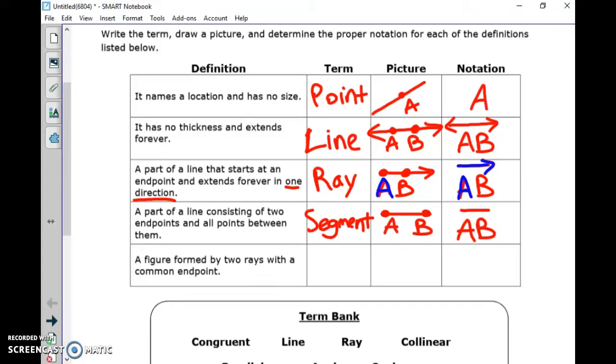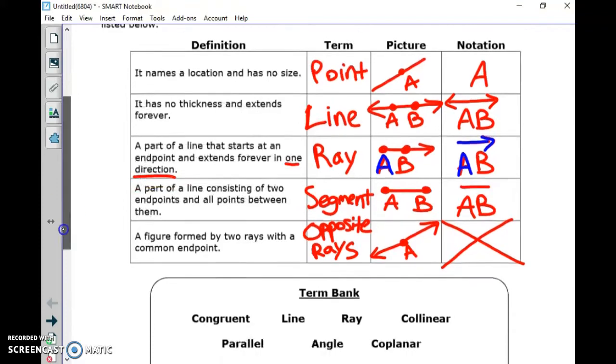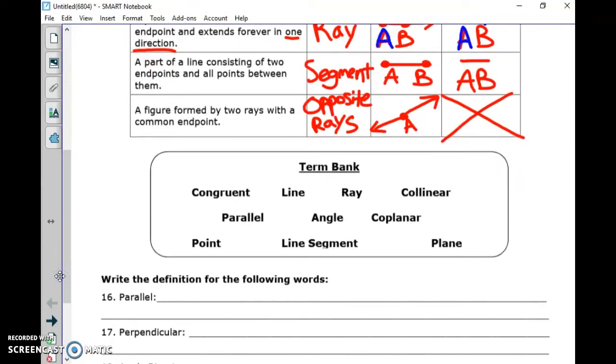Two rays with the common endpoint going opposite directions is what we talked about. We'll use opposite rays for this, building off of what we've actually talked about. So if I've got a ray going this way and a ray going this way, right? In that case, we don't have a specific notation for opposite rays. Now, if this was talking about angles, we do for angles. We just have not discussed that this year. So that one we can kind of gloss over.